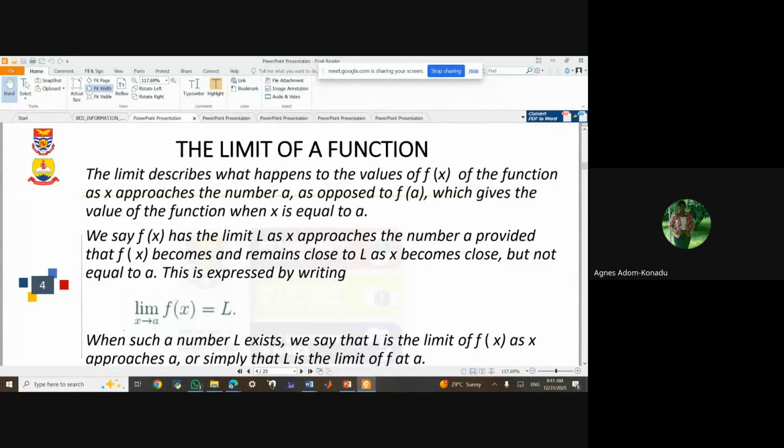So let's look at the limits. The limit of a function. I've reached my limit. She has reached her limit. It's an everyday English that we use.